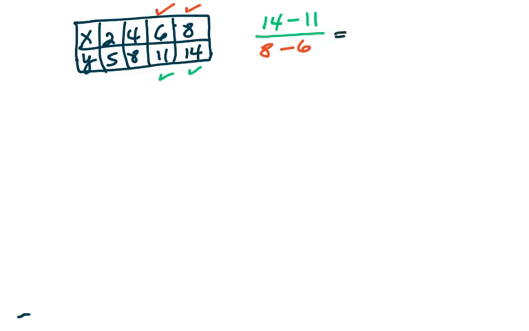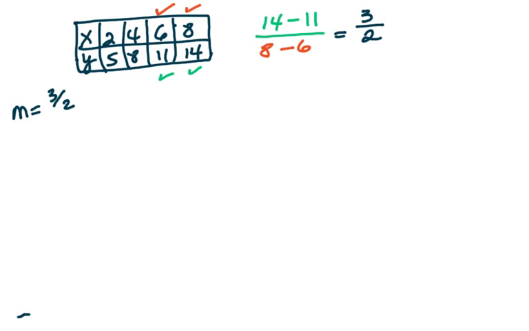All right, now I'll just solve this. 14 take away 11 is 3. 8 take away 6 is 2. So now I know that m equals 3 over 2. Next, by the way, it wouldn't matter what y's you choose or what x's. You're going to get that same answer.